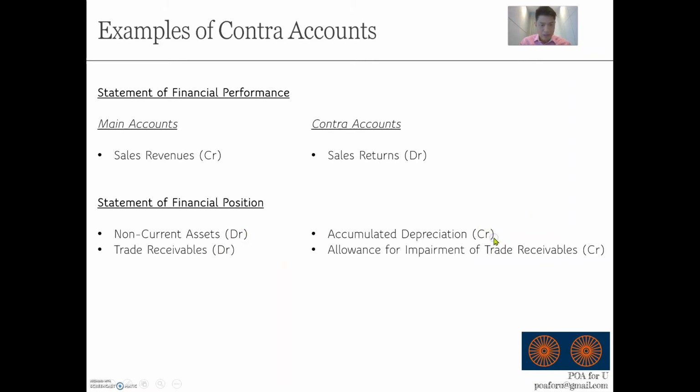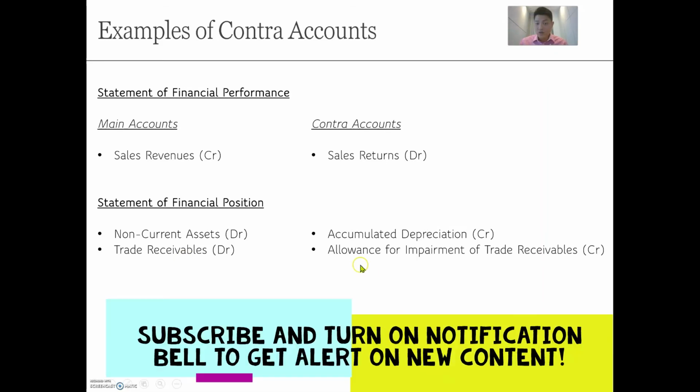Now let's go to trade receivables, a current asset, therefore debit nature. The contra account is the allowance for impairment of trade receivables. This is done out of prudence. Because in the trade receivables, if there's a portion that you think the customer can't pay you because the customer is non-contactable, you would make an allowance for impairment to bring down the net trade receivables.